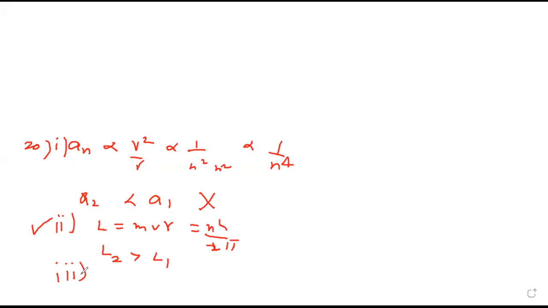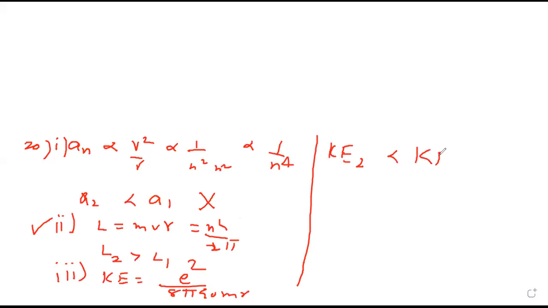Third: kinetic energy of the electron in the second orbit is less than in the first. The kinetic energy formula for an electron is e square upon 8 pi epsilon naught r, or you can take half mv square, whichever clicks. Second orbit means higher orbit. In a higher orbit, kinetic energy is less and potential energy is more. So kinetic energy is less than the first. This is also correct.